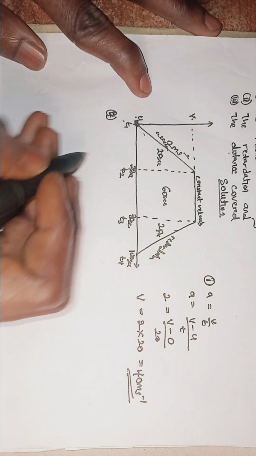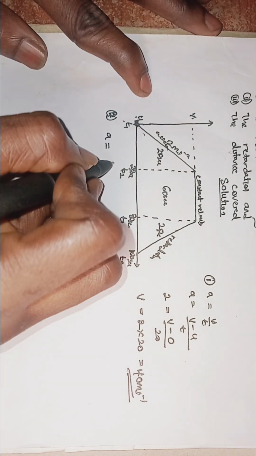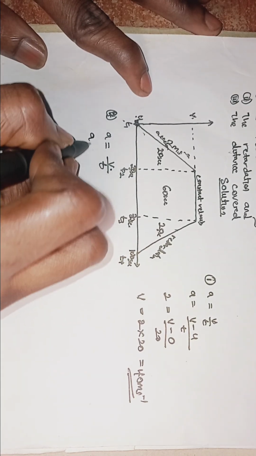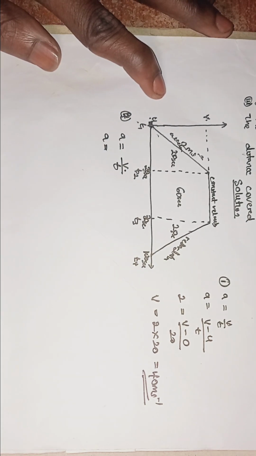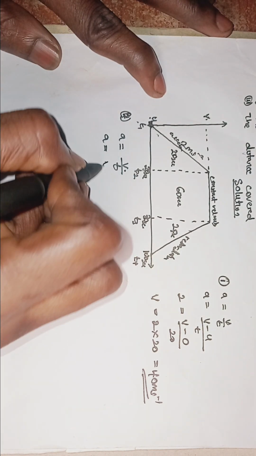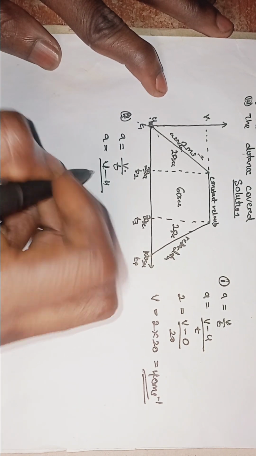That is retardation. So acceleration is still going to be velocity all over time. But remember, from the graph, we have two velocities, that is, we have the final velocity and the initial velocity. So it's going to be v minus u upon t.